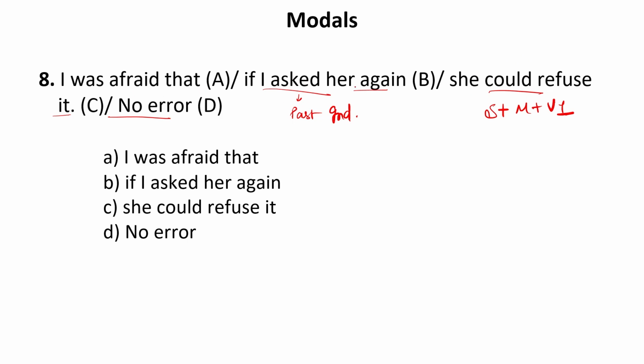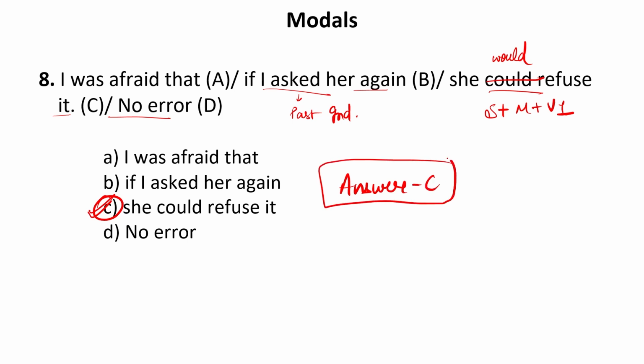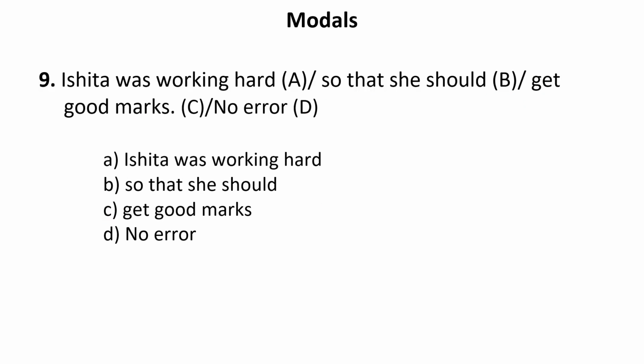I was afraid that if I asked her again, so again it shows the possibility, not the ability. So here it will be written would. So this could should be replaced with would. So the correct sentence will be, I was afraid that if I asked her again, she would refuse it. Therefore, the answer is part C. Part C contains the error.